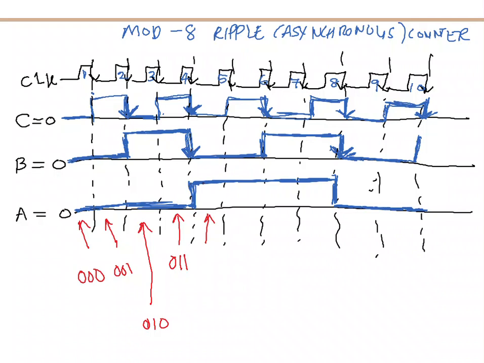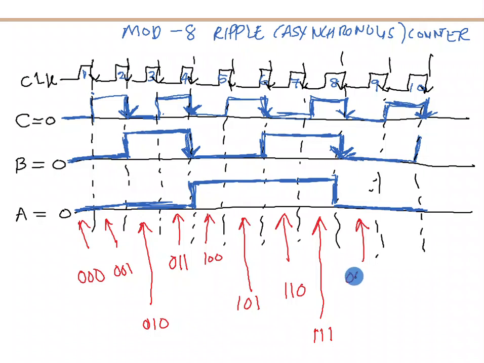Okay, next, A1, B0, C0, 1, 0, 0. Next, A1, B0, C1, so 1, 0, 1. Next, A1, B1, C0, 1, 1, 0. Next, A1, B1, C1, 1, 1, 1. And then next, A0, B0, C0, back to 0, 0, 0.